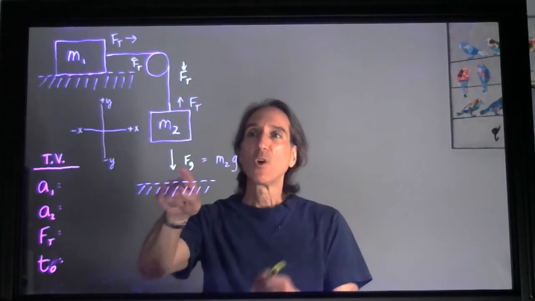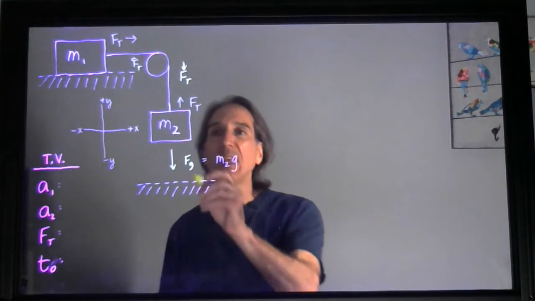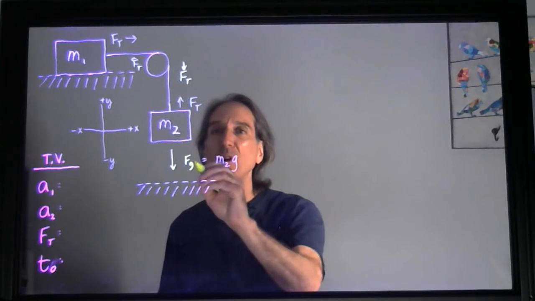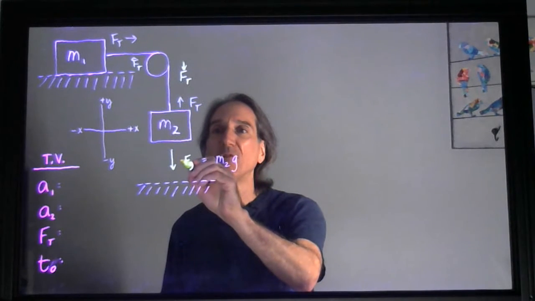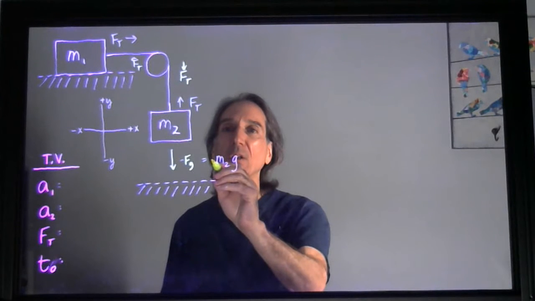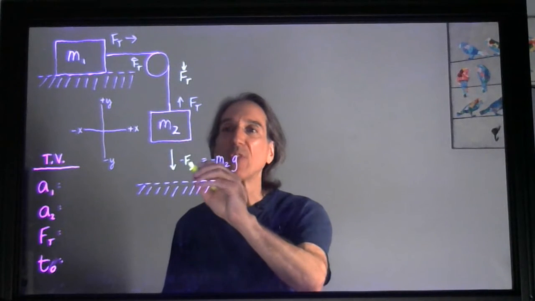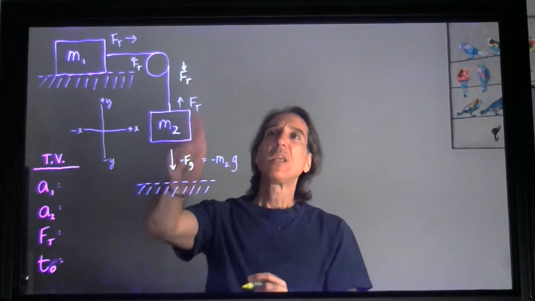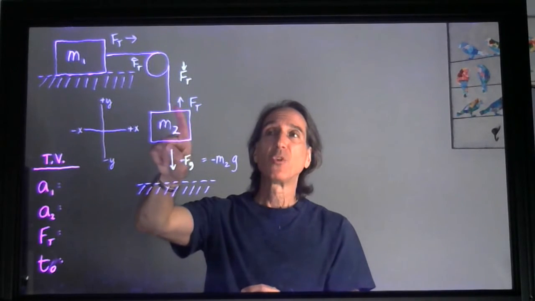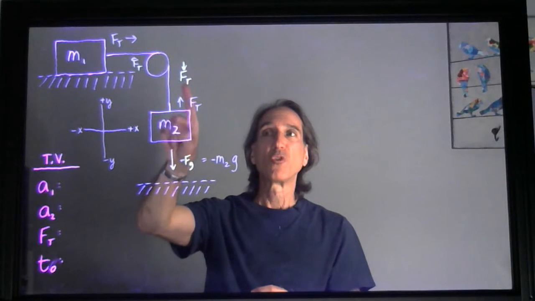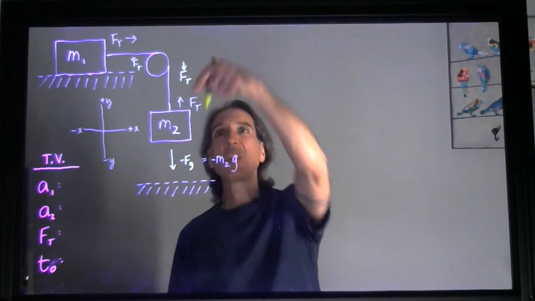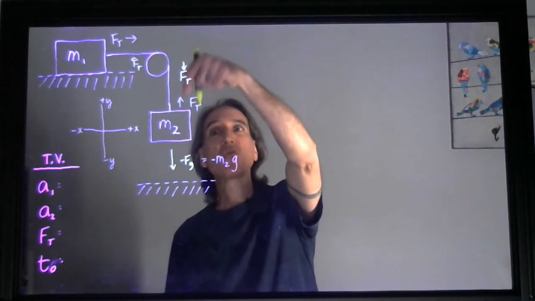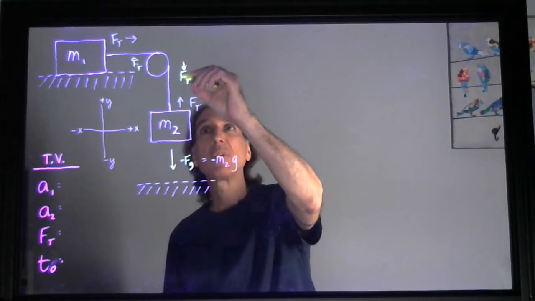We'll start down here with F sub g. F sub g is in a downward direction, so we will give that a negative sign. And we will also transfer that to the other side. F sub t exerted on mass M2 is in an upward direction, so this will be positive. F sub t exerted by M2 on the cable is negative.